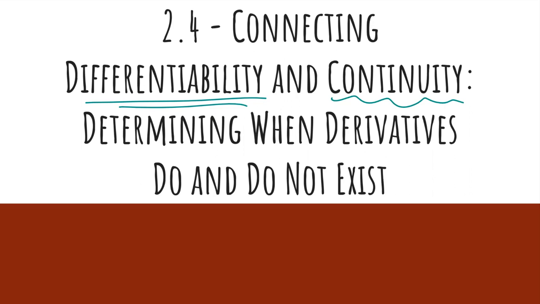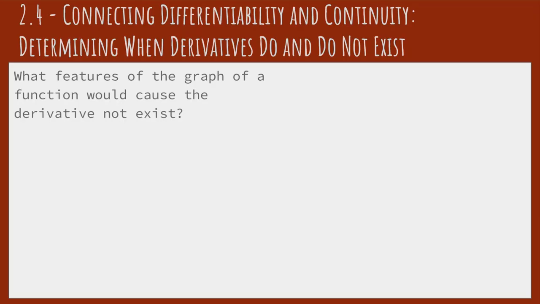We've also talked quite a bit about continuity, and we formally define continuity using limits, although the informal intuition of continuity as being able to draw a function without lifting up your pencil is going to work well enough for making this connection. So the question that I want to answer is, what features of the graph of a function would cause the derivative to not exist?